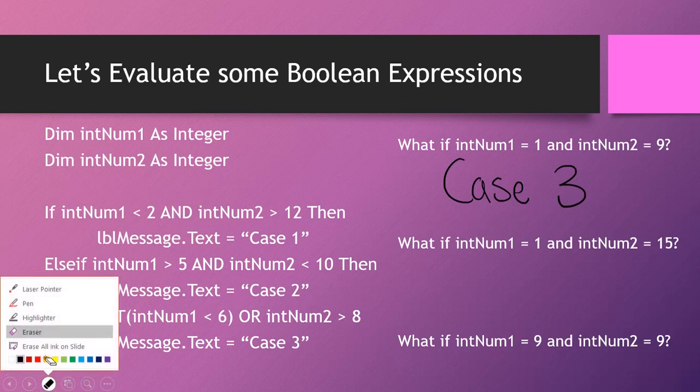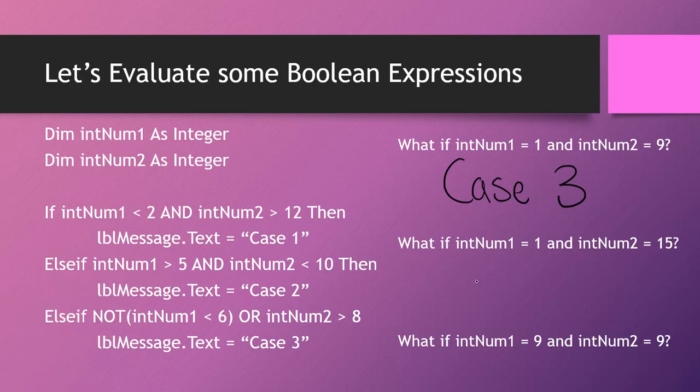Okay, let's try again. Let's go with the next one here. So they told me again, int num1 is 1 and int num2 is 15. So this is a 1 and this is 15. Okay, let's scribble out here. So int num1 is 1 and int num2 is 15. Okay, so let's check. Is 1 less than 2? Yes, right? That's a true. Is 15 greater than 12? Yep, that's a true, right?